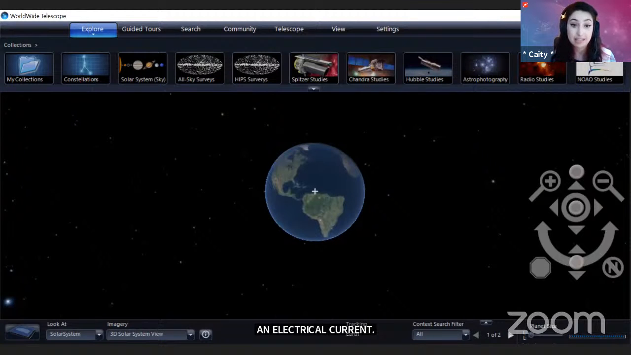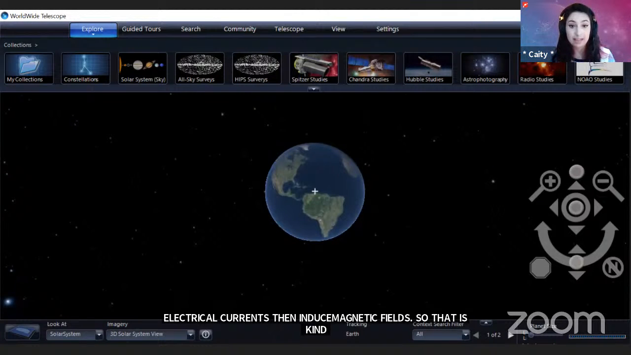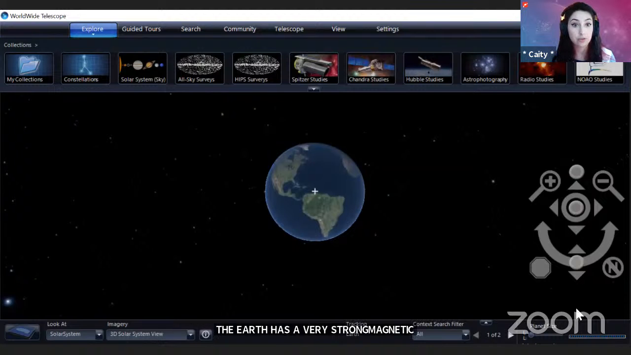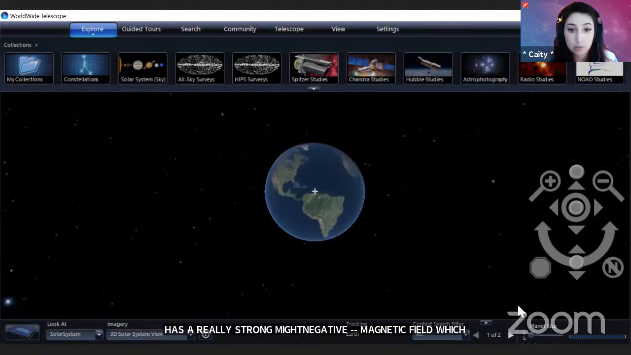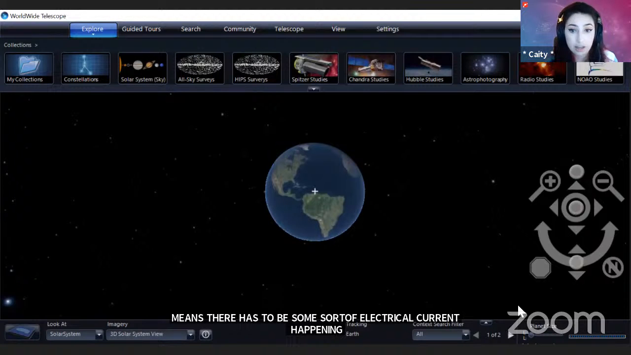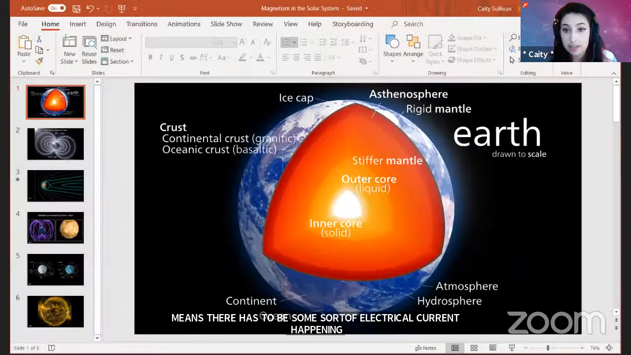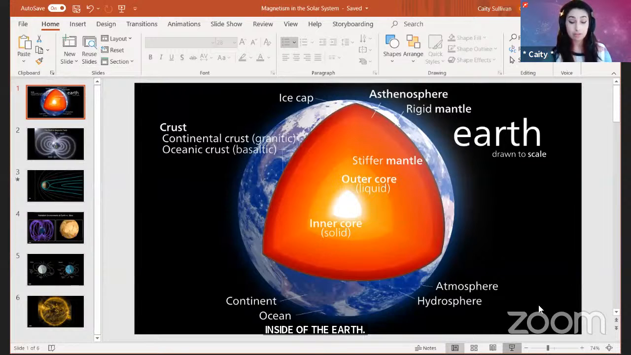And so that means, because the Earth has a very strong magnetic field, it protects us from a lot of radiation out in space. It has a really strong magnetic field, which means there's got to be some source of electrical current happening inside of the Earth. So I'm going to switch over to a slide I have here of the interior of the Earth.